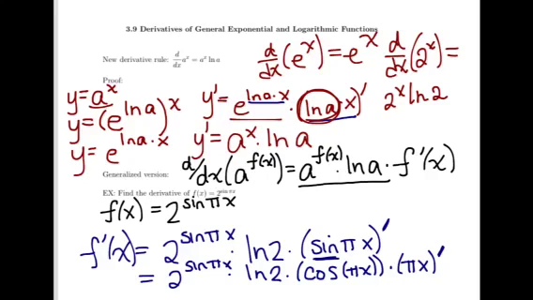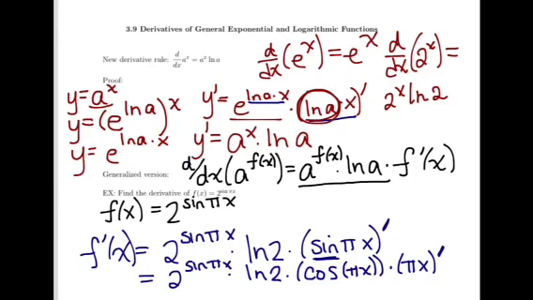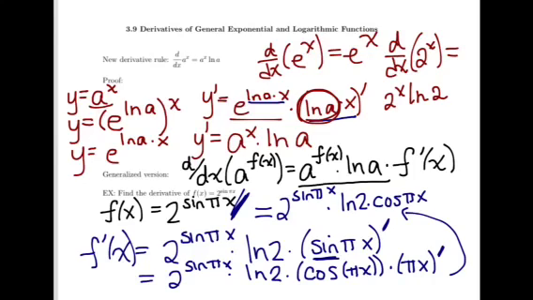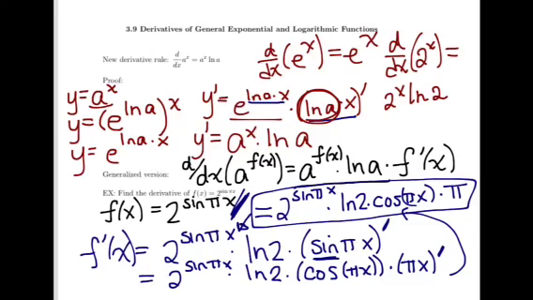And so your final answer here, we've run a little bit out of space, but maybe we can put the answer up here. So our final answer is 2 to the sine pi x times ln of 2 times cosine of pi x, and then all of that is times pi. So there's your final answer for the derivative part.